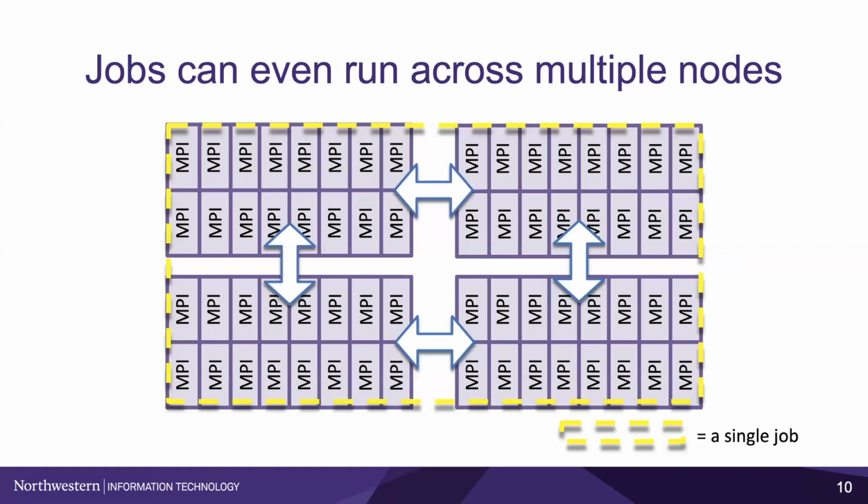Finally, jobs can even run across multiple nodes on Quest. This is an extremely powerful use of an HPC, but be careful because there's no default behavior that allows this type of parallelization. Your workflow needs explicit programming to enable this behavior, so you will have to check the software you're using to see if this works. And I'll talk a little more about this in a later section of this video.